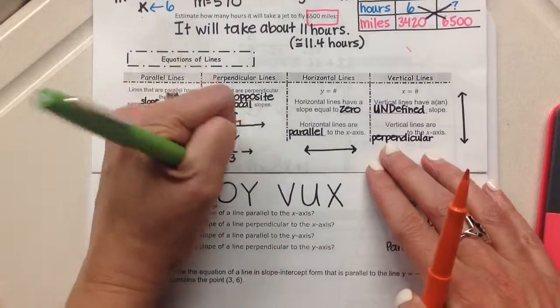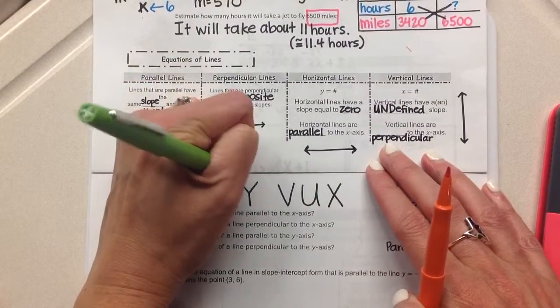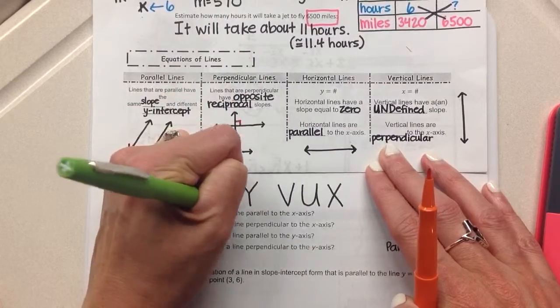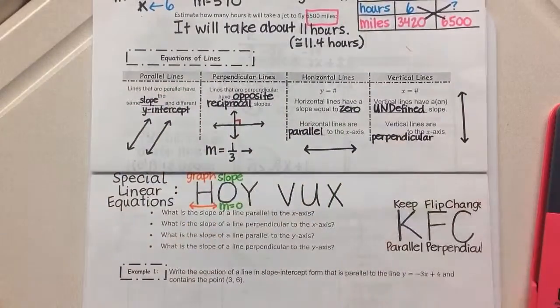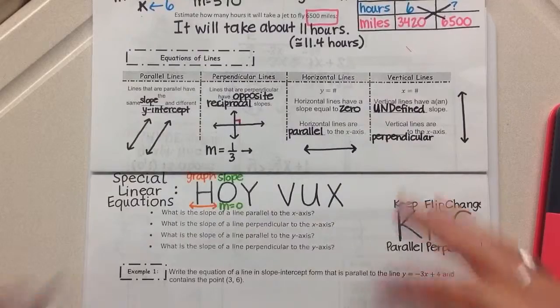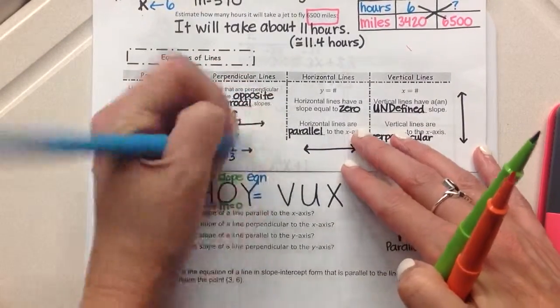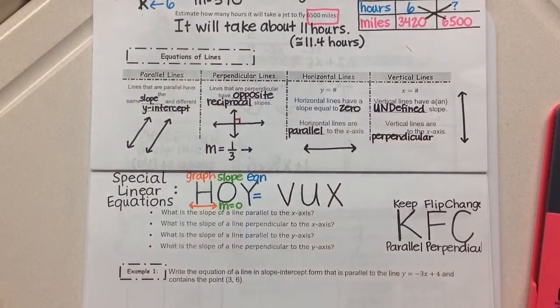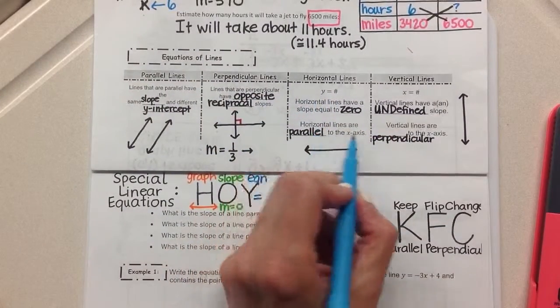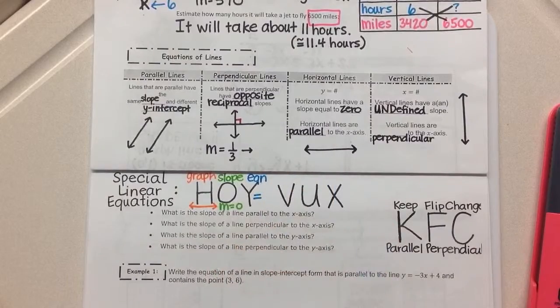Remember, the O is supposed to help you remember slope. And the slope of all horizontal lines is 0. And then the third letter in HOY is supposed to help you remember the equation. It is a y equals equation for horizontal lines. Horizontal lines are parallel to the x-axis.